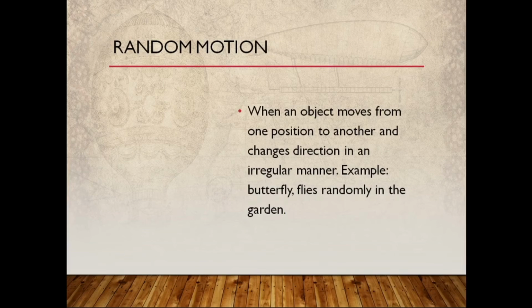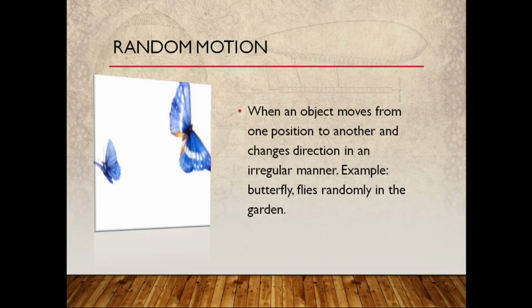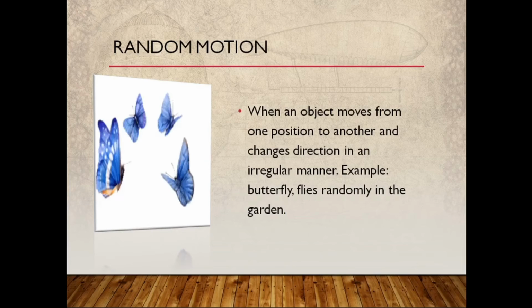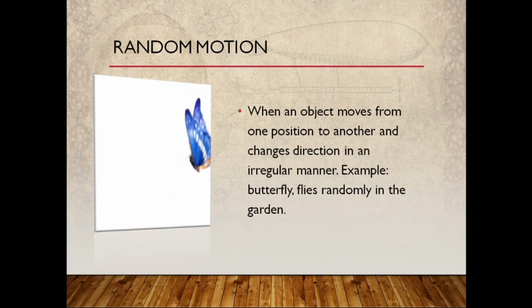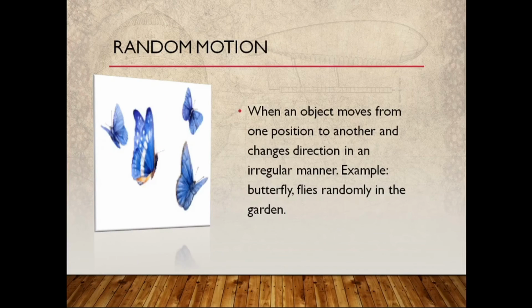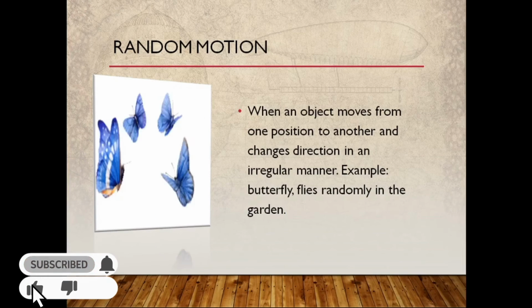Random motion. Random means haphazard, okay? Not in a particular direction, just roaming here and there. When an object moves from one position to another and changes direction in an irregular manner, that is known as random motion. So the motion of butterflies in the garden is the best example of random motion. They fly here and there. They are not following any particular path. This is known as random motion.